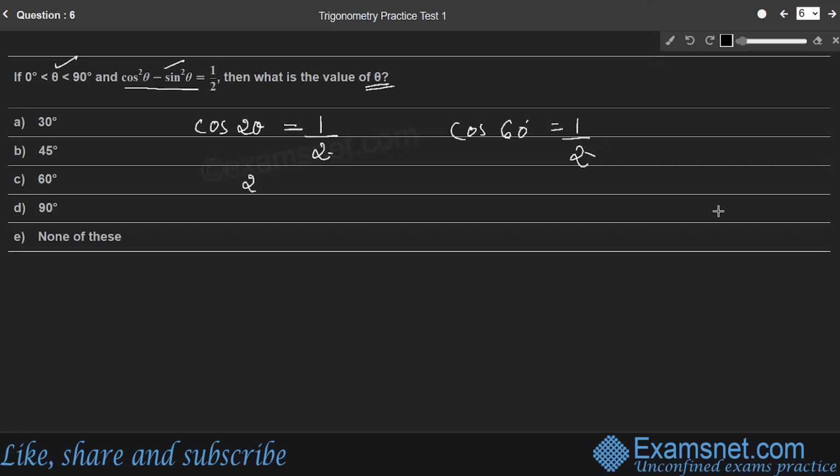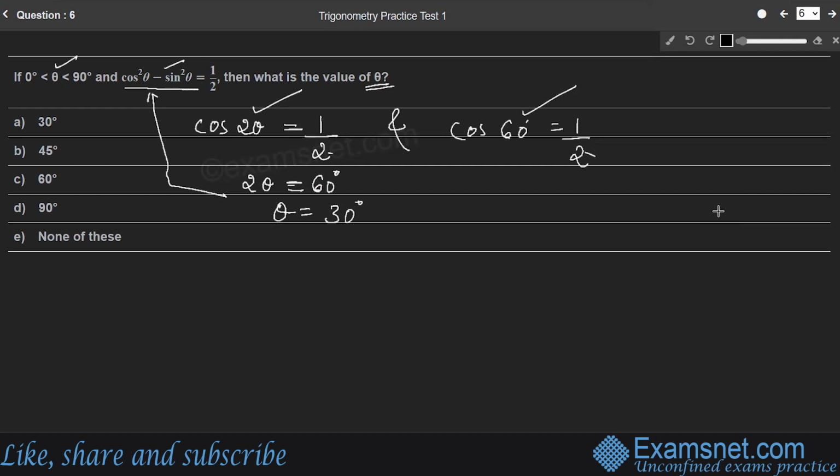Therefore, we can equate 2 theta to 60 degree, right? Cos 2 theta is 1 by 2 and also cos 60 degree is 1 by 2, right? Therefore, 2 theta is equal to 60 degree. Therefore, theta is equal to 30 degree, right? So that cos square theta minus sine square theta becomes 1 by 2, right? You can verify the answer by taking cos square theta minus sine square theta.